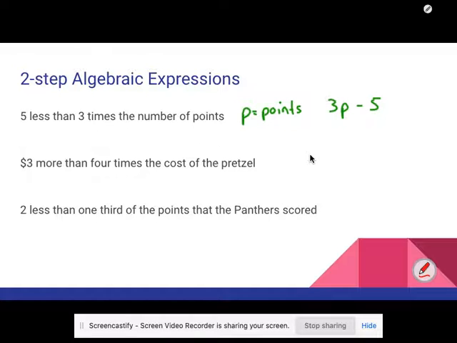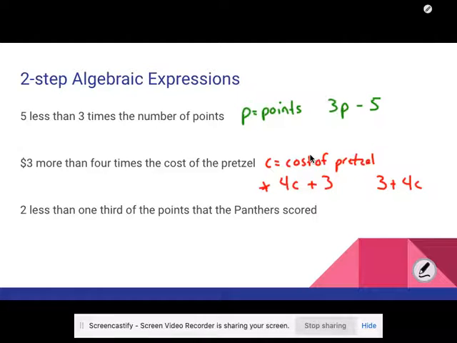3 more than 4 times the cost of the pretzel. So I could say C equals cost of pretzel. And then 4 times the cost, 3 more than 4 times. So I would do 4C plus 3. And that's really the way you want to be writing your expression. Now, is 3 plus 4C going to give you the same answer? Yeah, it will. Addition is one of those friendlier algebraic expressions, but we want to really make sure that we use the first way that we wrote down.